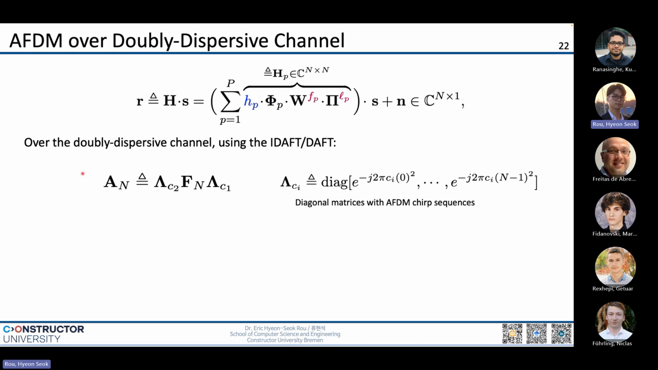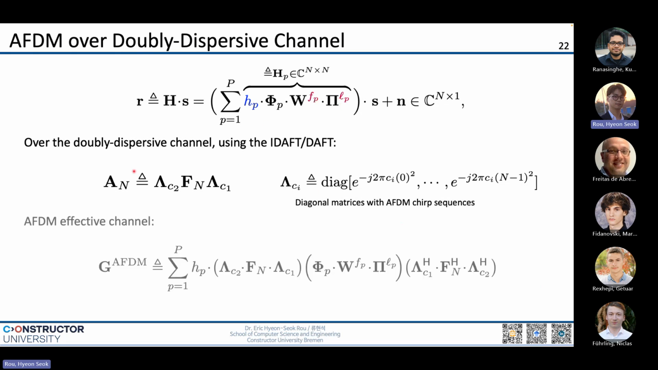So given that, we can go back to the AFDM over the doubly dispersive channel, and we can see the effect of the effective channel on the basis of the Fourier of the Doppler shift and the delay shift. So here we have the IDAFT or the DAFT, the forward one described by A of N. The effective channel is simply multiplied by the inverse affine Fourier transform and the forward Fourier transform on the left. And this gives us the AFDM effective channel.